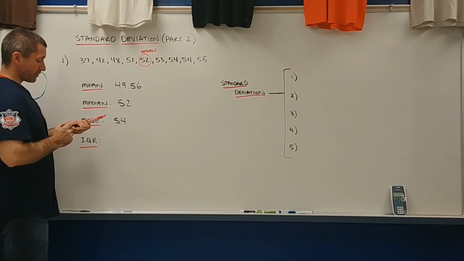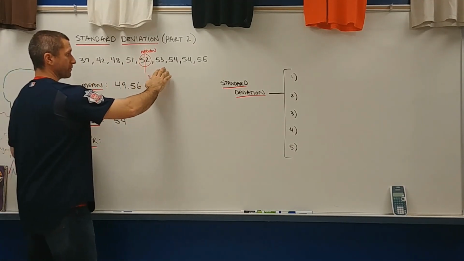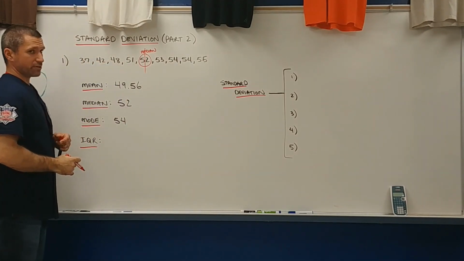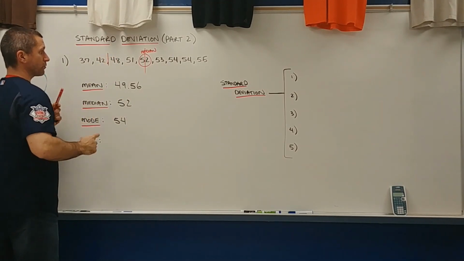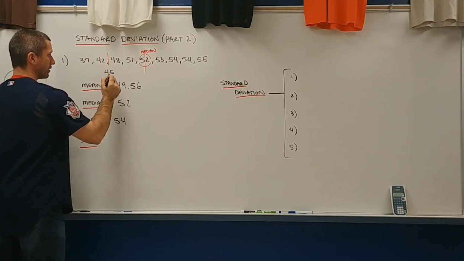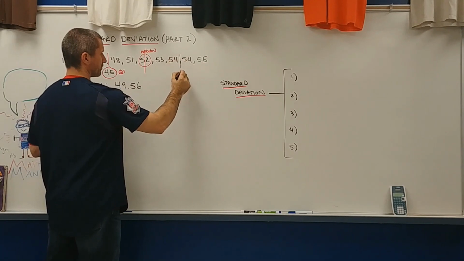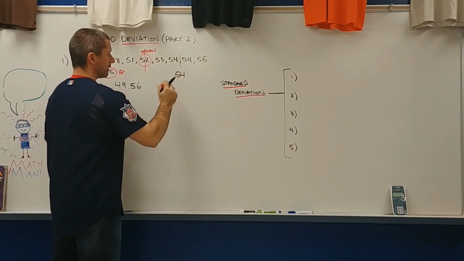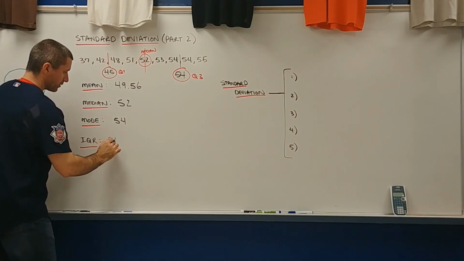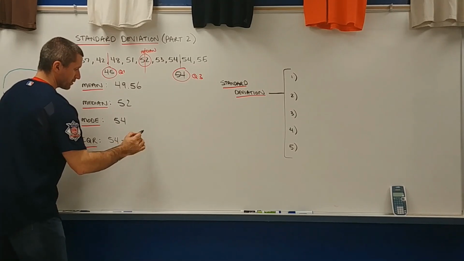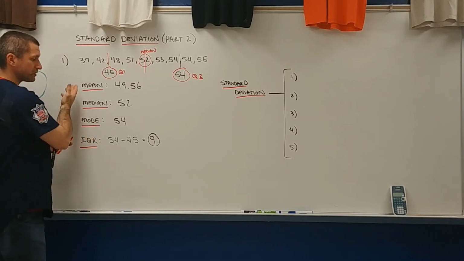Now, interquartile range. For this, take the median out of play, okay? You now have 4 numbers over here and 4 numbers over here. To find the interquartile range, you've got to find the quartiles. So in between 42 and 48, we have the first quartile of 45. Okay, circle that, Q1. And then over here between 54 and 54, well, that's just 54. That's Q3. So the interquartile range is from 54 to 45, which is 9. Okay. So that's stuff that we talked about last year.